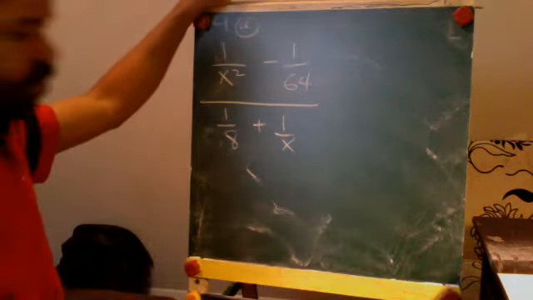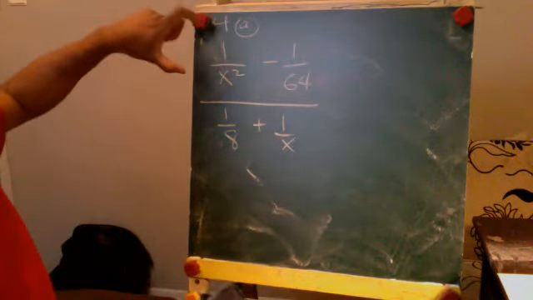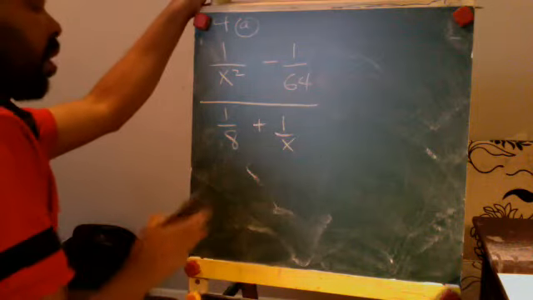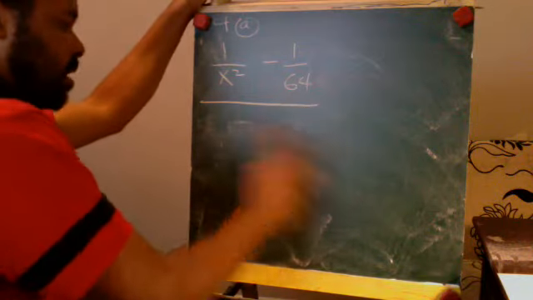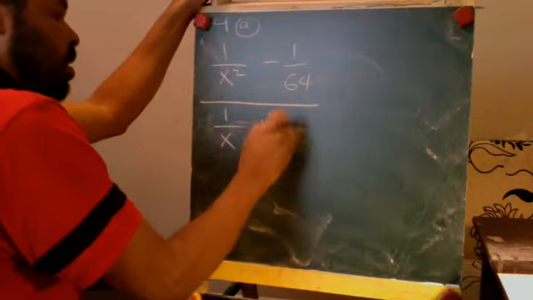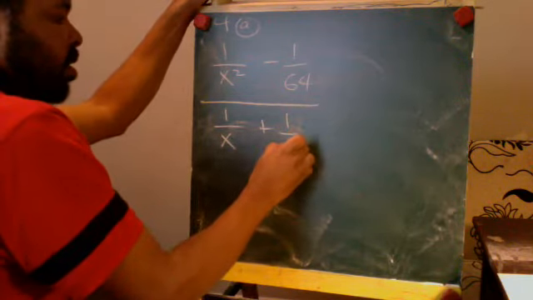Right? But I prefer, since the numerator starts out with something with x, I want to just write 1 over 8 plus 1 over x as, it's not that way in the original problem, as 1 over x plus 1 over 8.